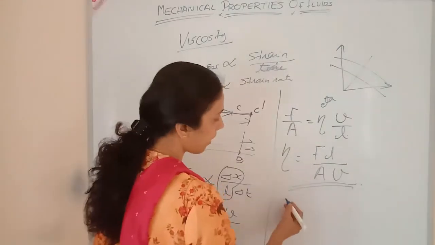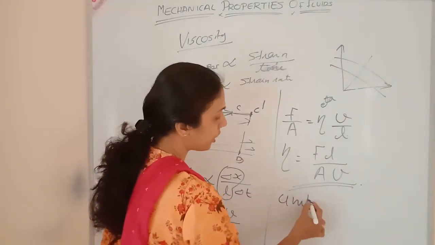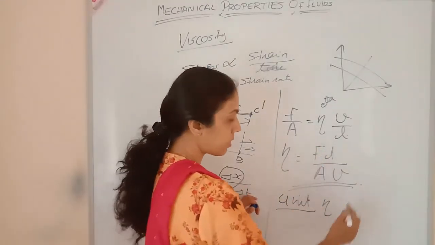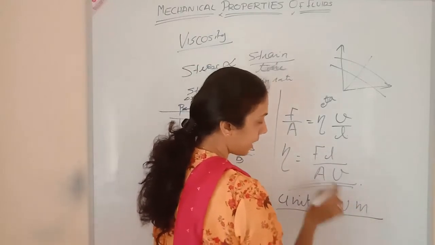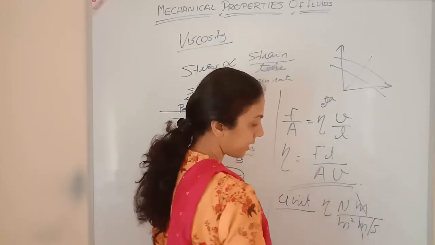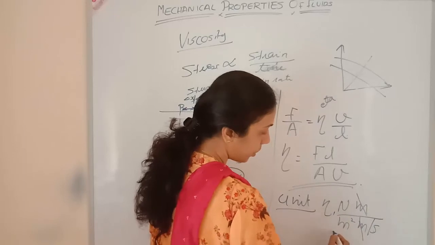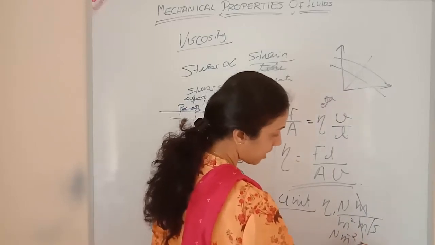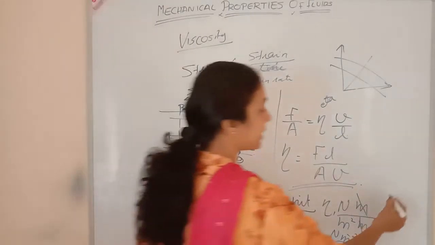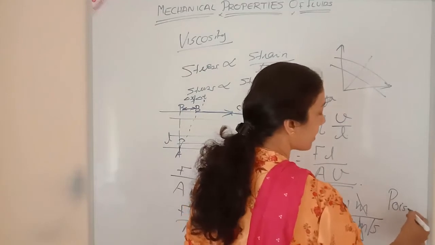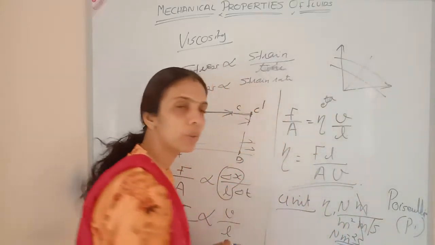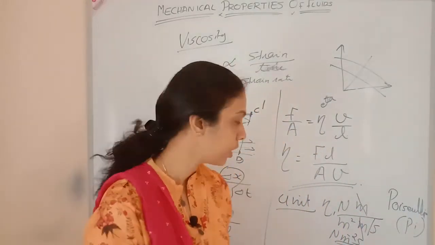From here we can find out the unit. What is the unit of coefficient of viscosity? Unit of eta, how can we find it? What is the unit of force? Newton, meter divided by meter square, meter per second. So we get Newton meter to the power minus 2 second, Newton second meter to the power minus 2, or we can write it as Poiseuille. Poiseuille is another unit of viscosity, eta.